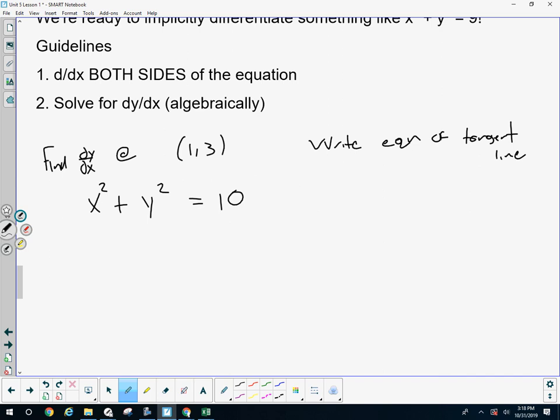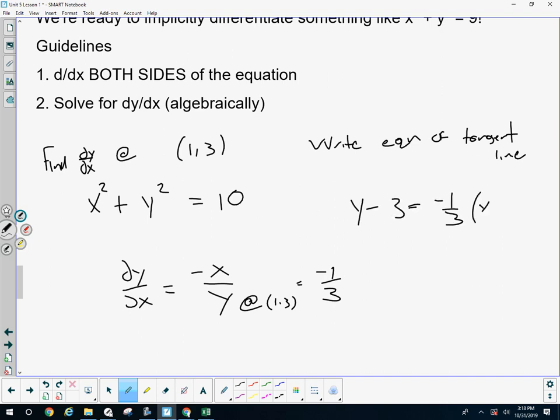All right, we kind of just showed this earlier so I'm not going to spend that much time. We got negative x over y. I plug in 1, 3. I like to put a little "at" and then the point, and I'll get negative 1/3. I get y minus 3 equals negative 1/3 times x minus 1.